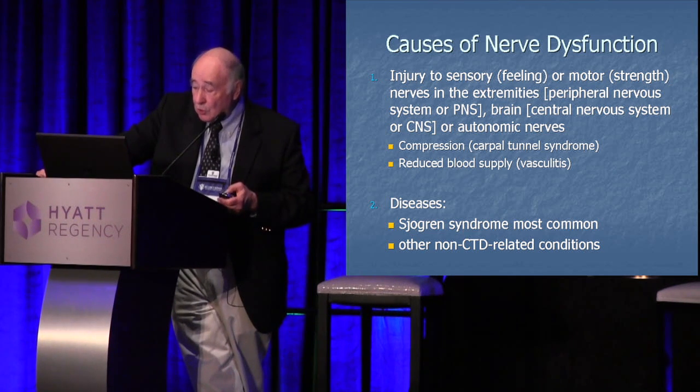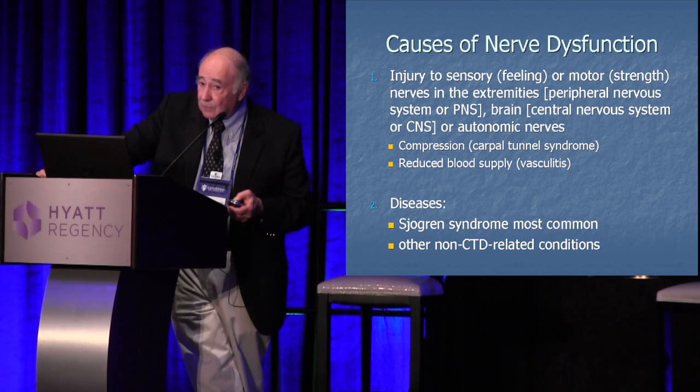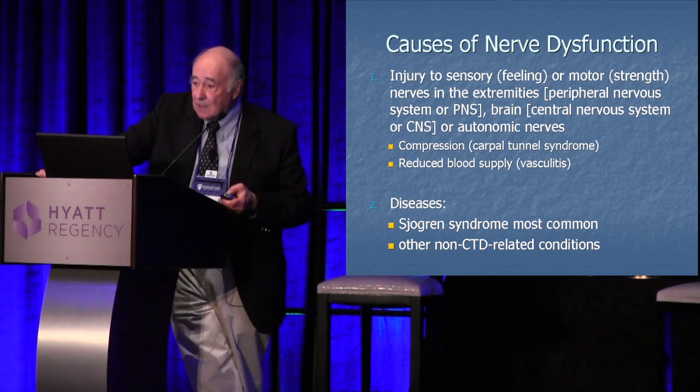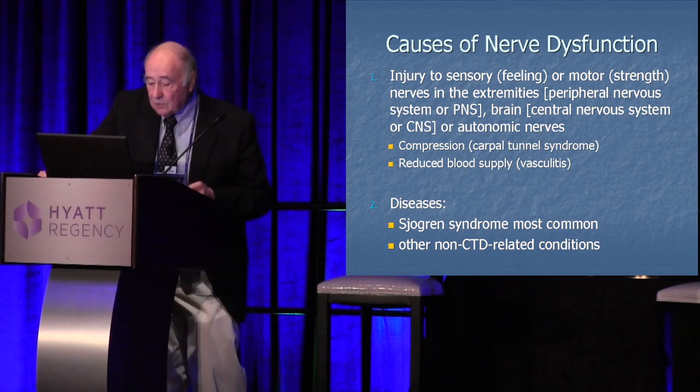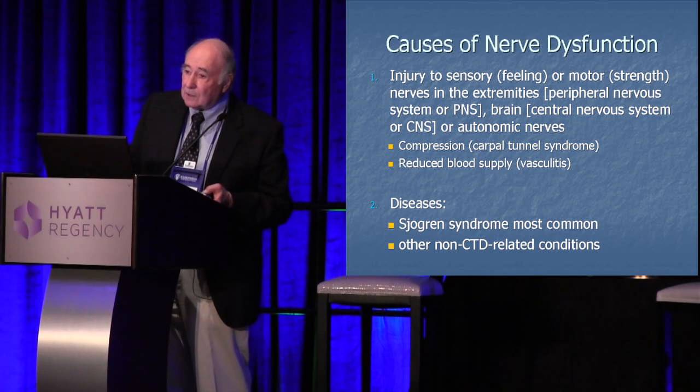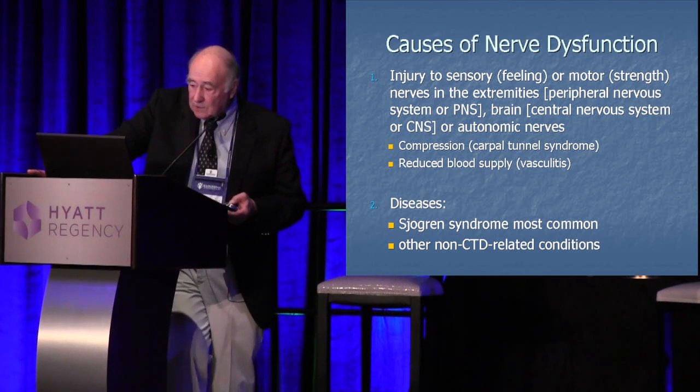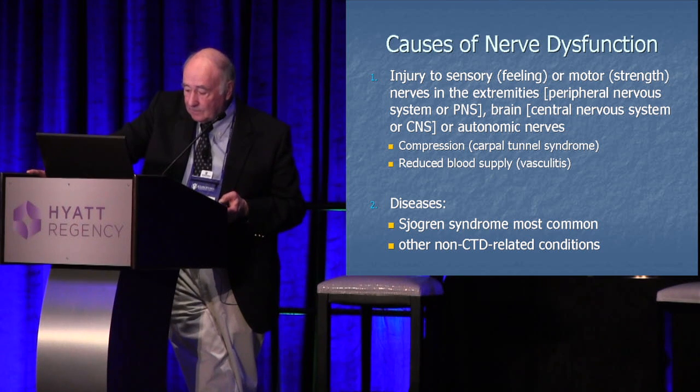Reduced blood supply to nerve is also a cause of nerve dysfunction. Scleroderma does not cause blood vessel inflammation, vasculitis. Sjogren syndrome can, lupus can, rheumatoid arthritis can, but scleroderma doesn't. Scleroderma affects the blood supply, but only by hardening and thickening and narrowing of blood vessels, not inflammation. So Sjogren syndrome should be the most common thing that a doctor thinks about when nerve dysfunction occurs in a scleroderma patient or a non-connective tissue disease related issue.